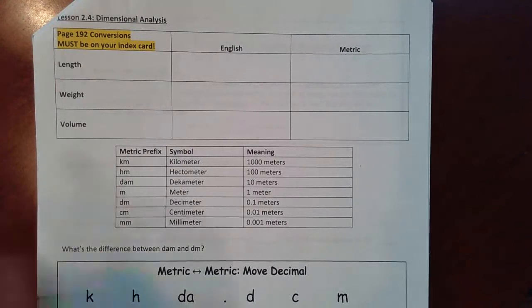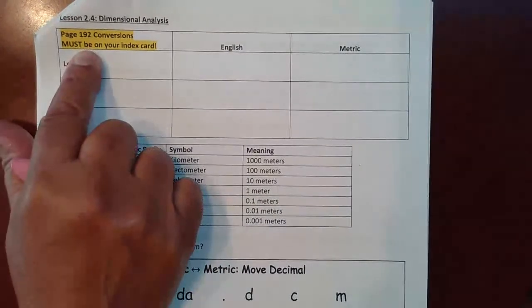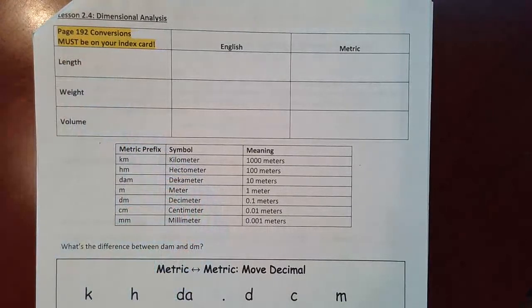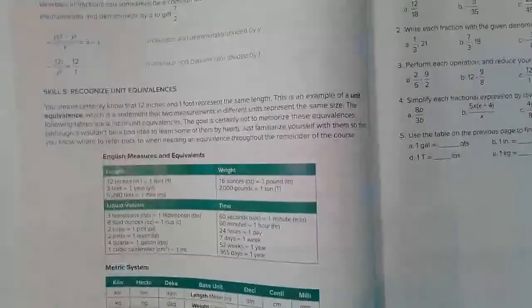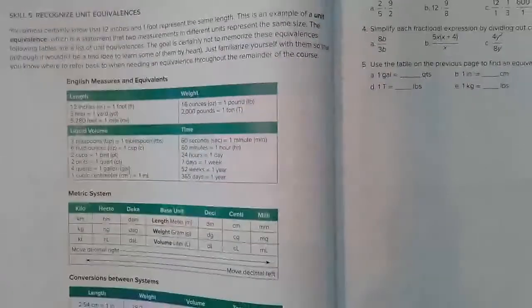I pointed out to you that all the conversions can be found on page 192 in your book, whether you're using the e-book that I've shown you a couple of times how to find, or whether you have the hard copy book. Hopefully you just have the hard copy book, because it's much easier to find what you need. So this is page 192, and these are the kind of things that you're going to want to put on your card.